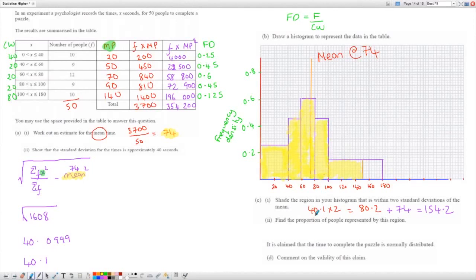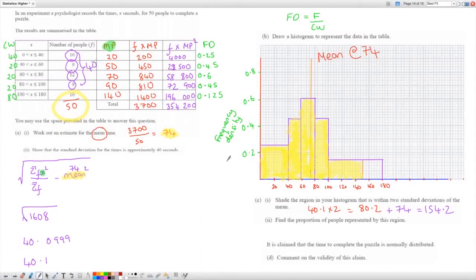Okay, we're then asked to find the proportion of people represented by this region. So we've got in total 50 people, so we're going to try and work out of the 50, how many are in the shaded section. Well, the first 4 bars are completely shaded. So here, here, here, and here. So we already have 40 people that are in this section.